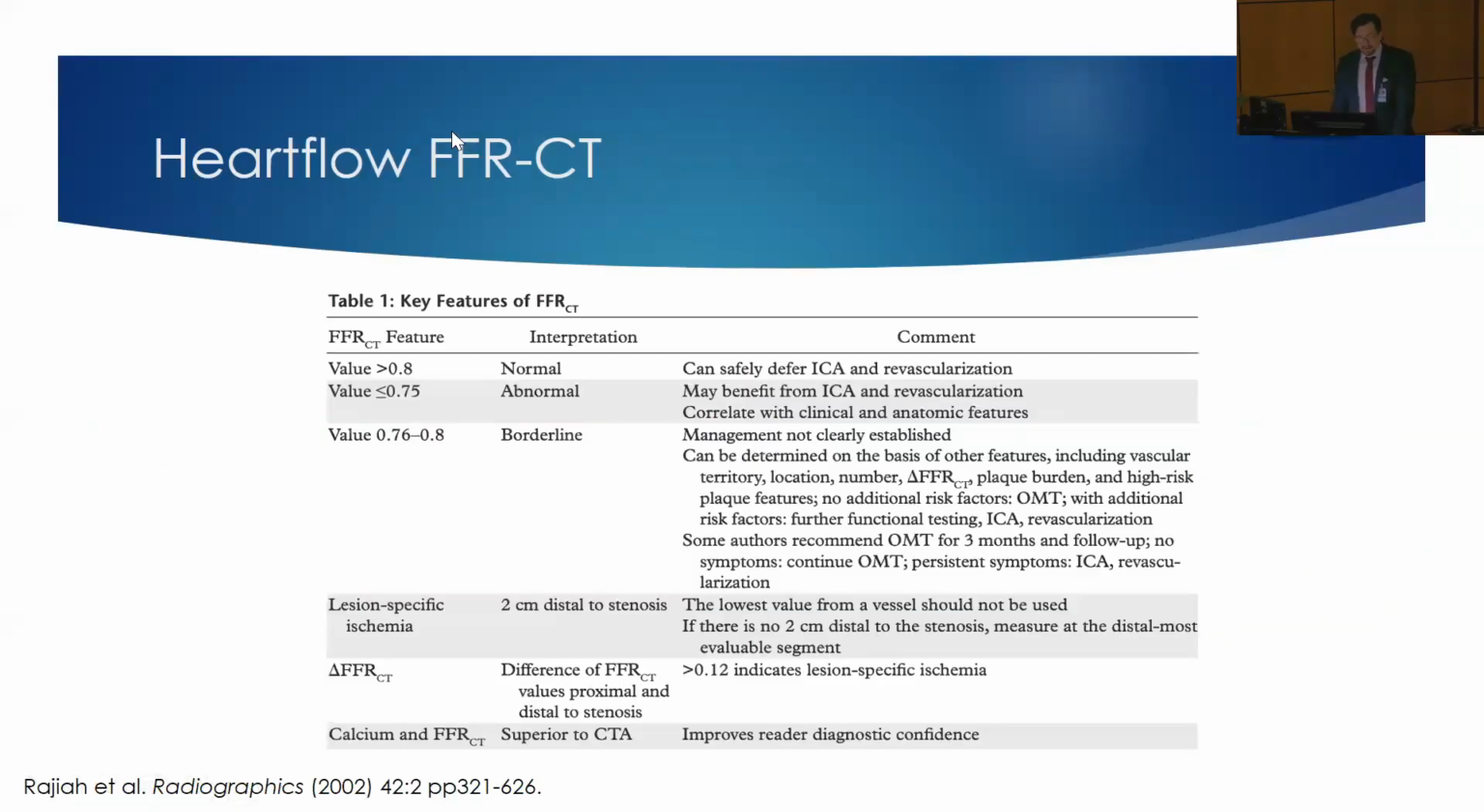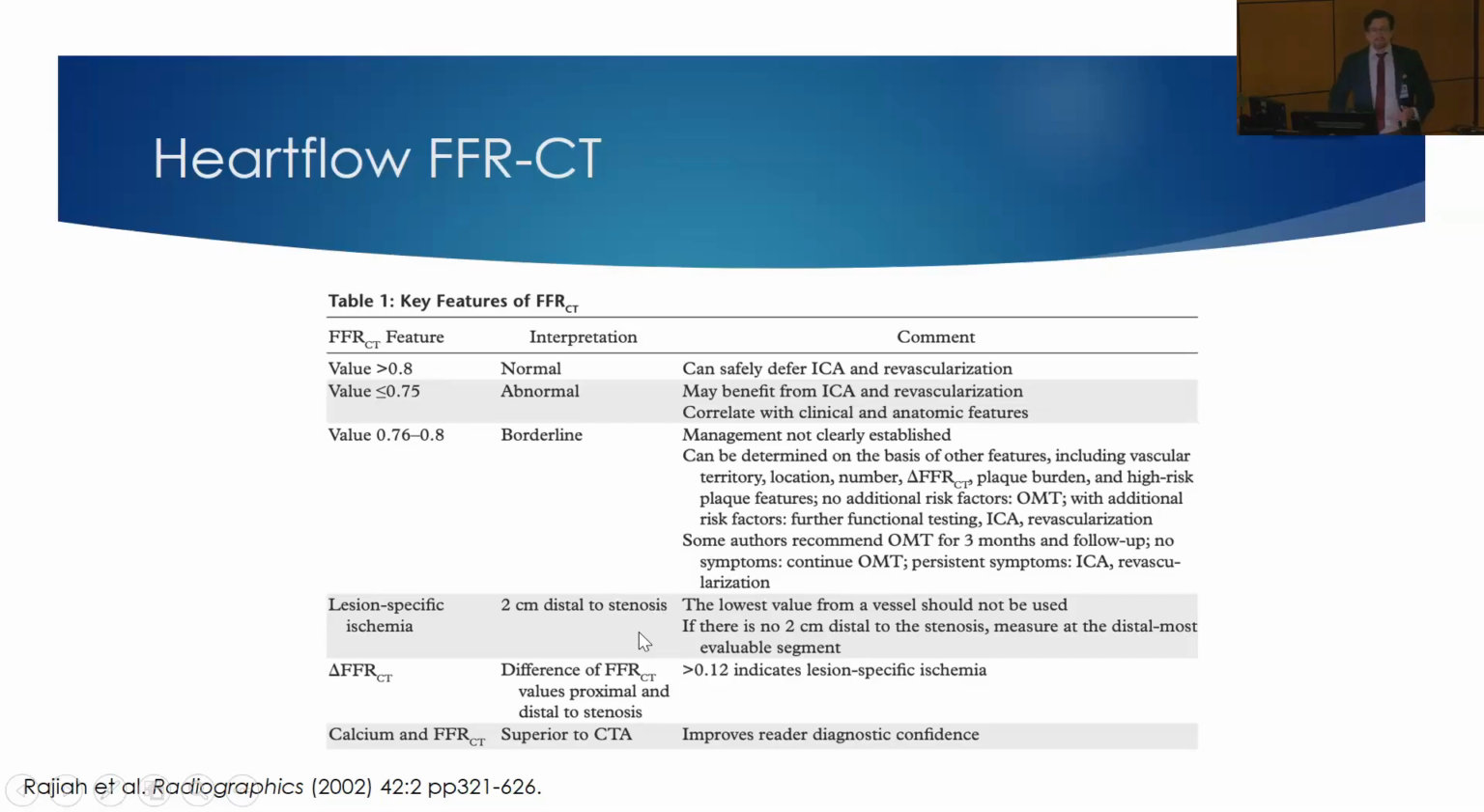And this is just a slide showing the range of values that we use. Normal is above 0.8, less than 0.75 is for sure abnormal. There's a little uncertainty between 0.76 and 0.8. That could go either way. But in that case, I would think about their symptoms, and if they're very symptomatic, high suspicion that that's ischemic, send them to a heart cath.